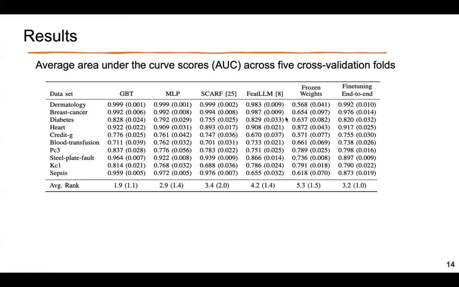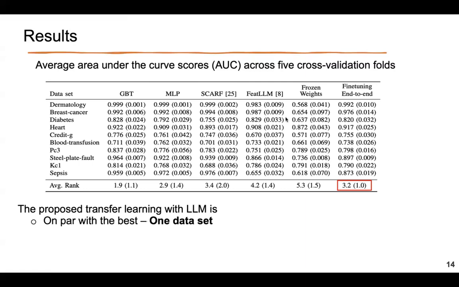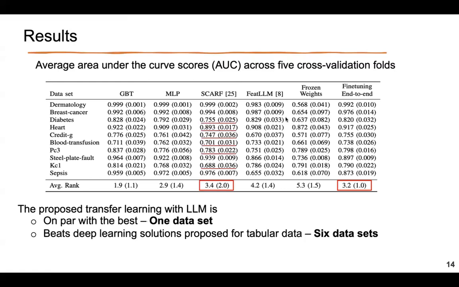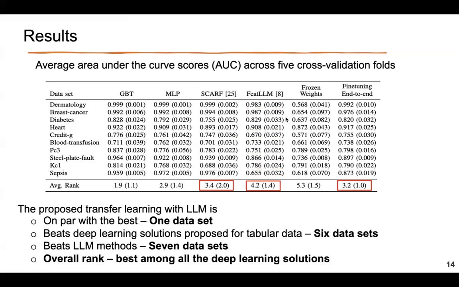Among all these results, we can see that our proposed transfer learning with LLM is on par with the best gradient boosting trees on one dataset, which is the diabetes dataset. It beats deep learning based solutions on 6 datasets. And it also beats the LLM model, FeatLLM, on 7 datasets. Overall, we can say that our proposed end-to-end fine-tuning method is best among all deep learning-based solutions.